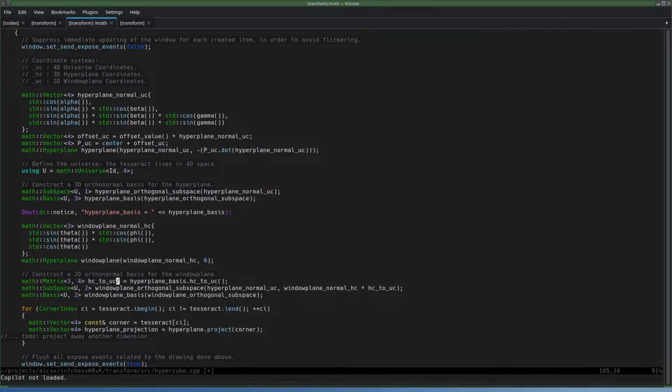No, let's add this one. HC to UC. Okay, that's nonsense because this file defines what that is. Although UC is universe coordinates, HC is hyperplane coordinates. This has nothing to do with the hyperplane. This is a basis. I think it just always goes one way. Well, it goes one way or the other way.